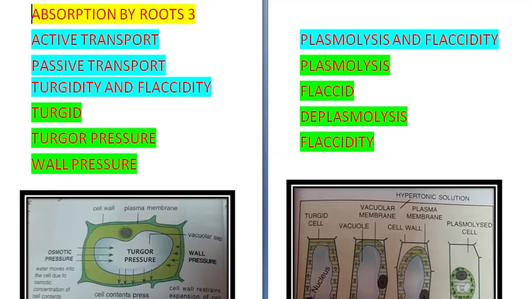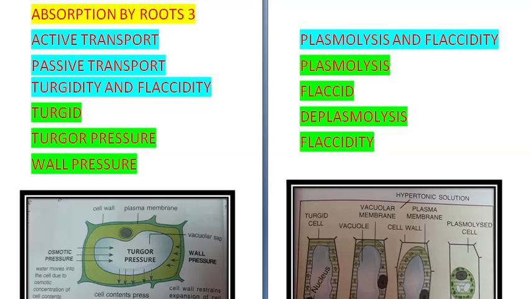Next is passive transport. Passive is nothing different from diffusion. Passive means without any energy. So free movement of molecules from their higher concentration to the lower concentration is passive transport. Solute molecules here are moving.